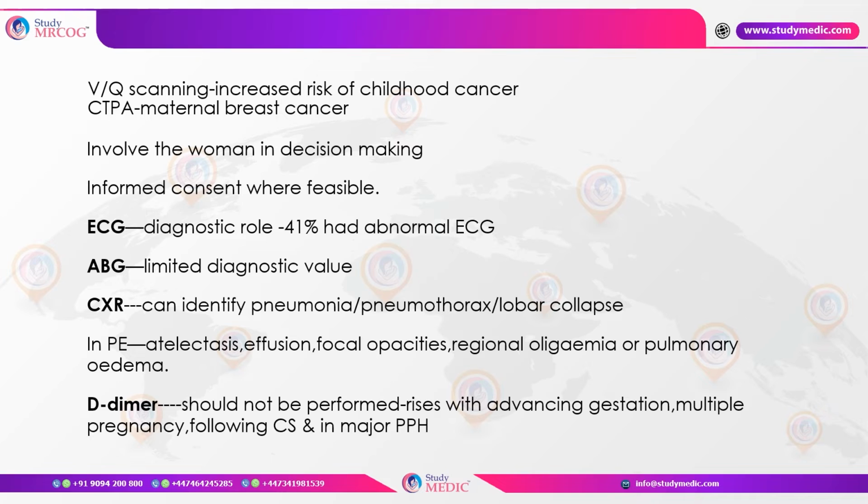D-dimer is usually not done because normally D-dimer advances with advancing gestation or multiple pregnancy, whenever the lady has undergone any operative delivery or a C-section, and following a major PPH. So even if you have high levels of D-dimer, they are not really going to help you in clinching a diagnosis of pulmonary embolism.